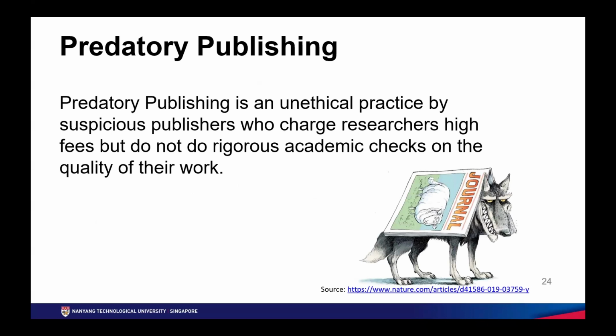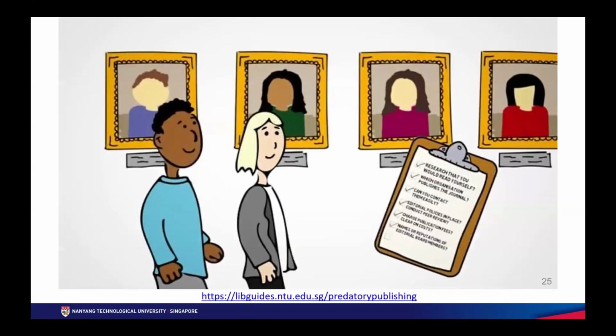While it is not true that anything that is open access is immediately predatory, we do need to be careful that some of the predatory journals out there do exist. Predatory publishing itself is defined as an unethical practice by suspicious publishers who charge researchers high fees, but they do not do the rigorous academic checks on the quality of their work. So let's take a look at this short video on how you can avoid predatory publishing practices.